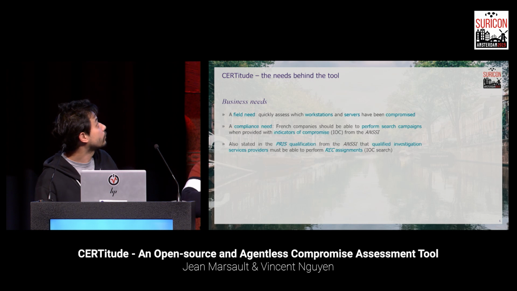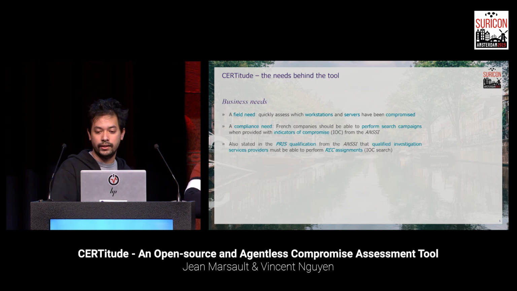Then, second need: in France, the ANSSI provides specific IOCs to some companies and asks them to perform an IOC search on their information systems. So some companies came to us to help them perform this kind of activity. Again, we need a tool to look for IOCs in every kind of information system. Then third need: again in France, we have specific InfoSec regulation which gives some guidelines and requirements while performing IOC search, so we need to comply with it also.